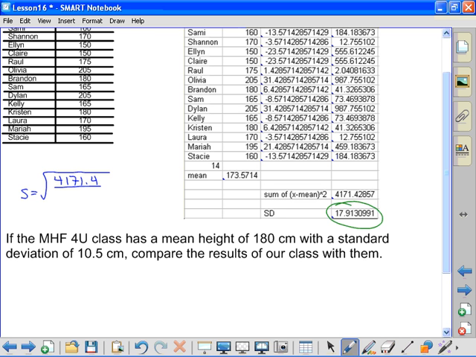4171.4 divided by... Logan Newbrand, please come to the office. Logan Newbrand to the office, please.